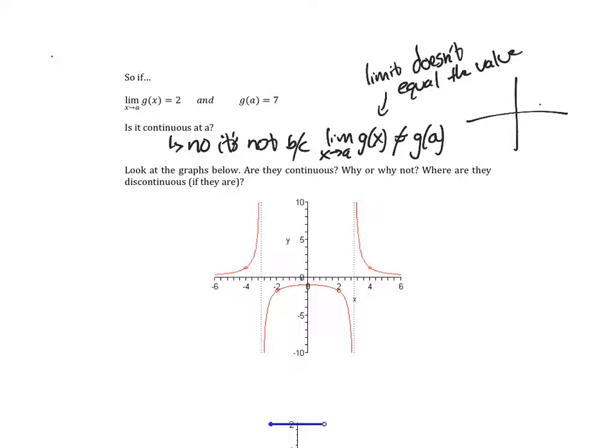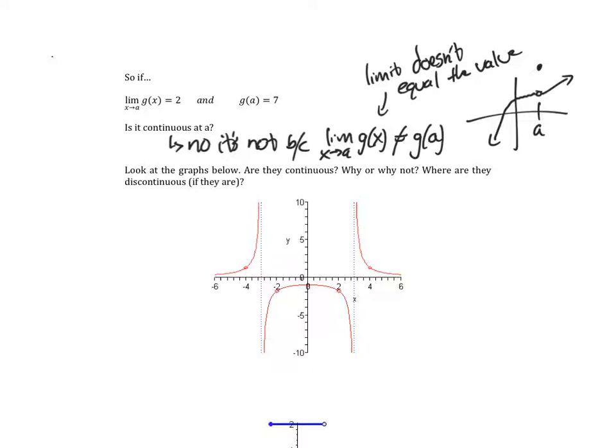Graphically, what does this look like? We'll say it's a. The limit is 2. However, the value is 7. You can see that if you tried to trace that graph with your pen or pencil, you'd have to pick it up to get to that point above it. Okay?